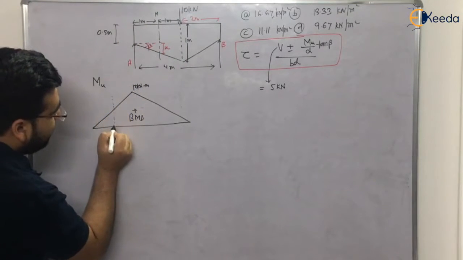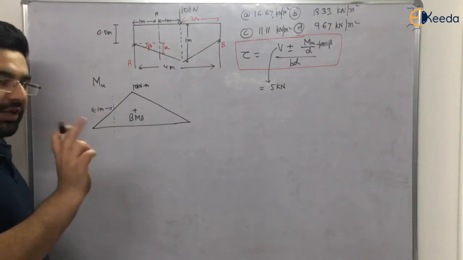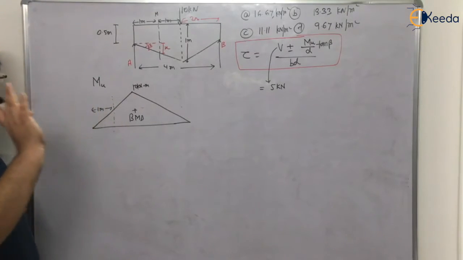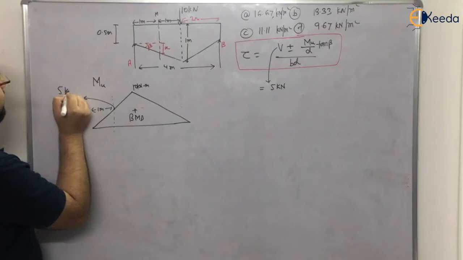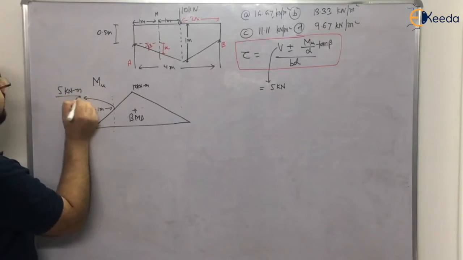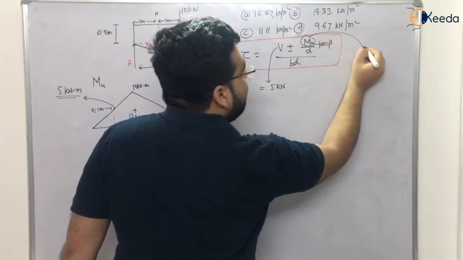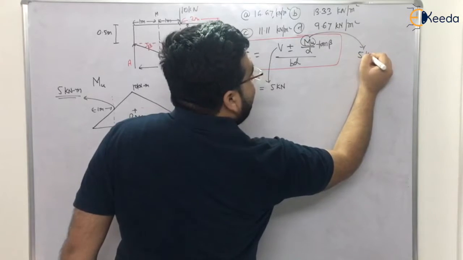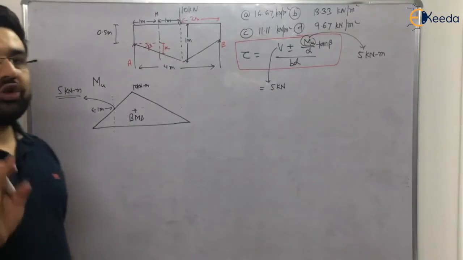Let us say this is 1 meter, and the force is 5 kilonewton. So 5 into 1 is 5 kilonewton meter. So at this point, the bending moment will be 5 kilonewton meter. Simple. So we have got the second parameter also, that is Mu, equal to 5 kilonewton meter. So we have got two parameters.